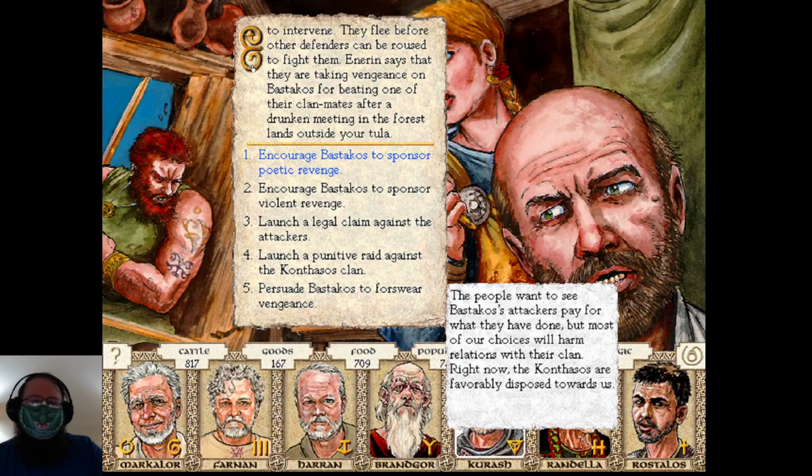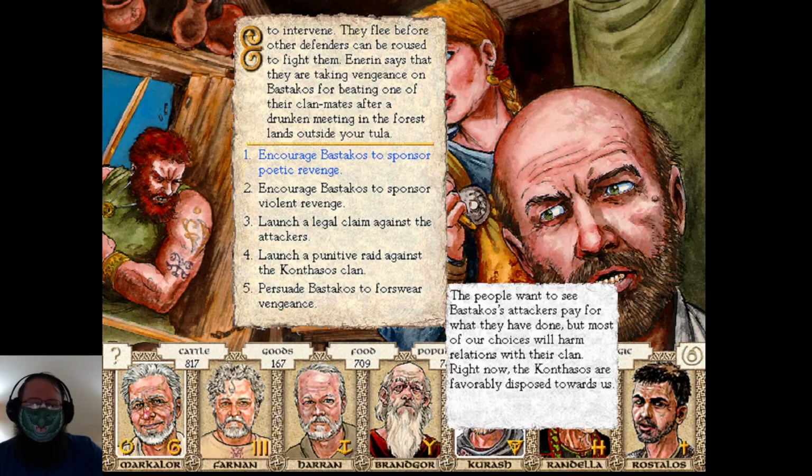They flee before other defenders can be roused to fight them. Enerin says that they are taking vengeance on Bestakos for beating one of their clanmates after a drunken meeting in the forest land outside your Tula. People want to see Bestakos attackers pay for what they have done, but most of our choices will harm relations with their clan. Right now, the Kamthassos are favorably disposed toward us.